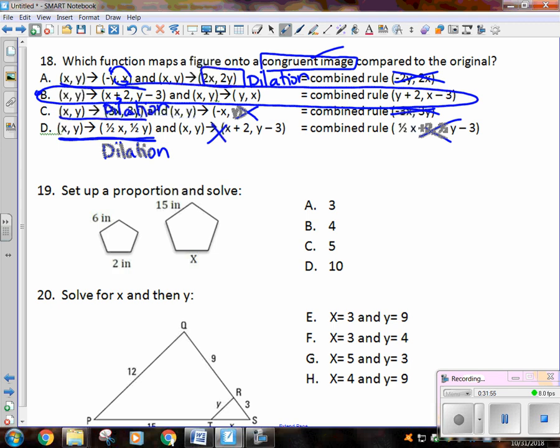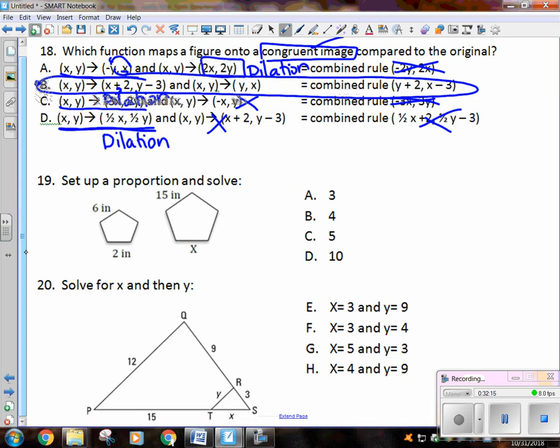Guys and girls, they are emphasizing the fact that when you do your translations, rotations, and reflections, those images stay the same size and shape. They are congruent. When you do a dilation and you change the size, then it becomes similar. So for any kind of question like that, just know how to focus your attention, refresh today, and we'll be good to go. 19, set up and solve a proportion.